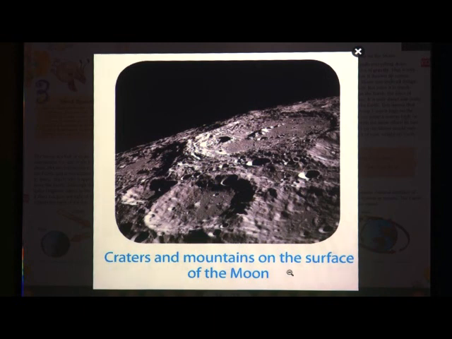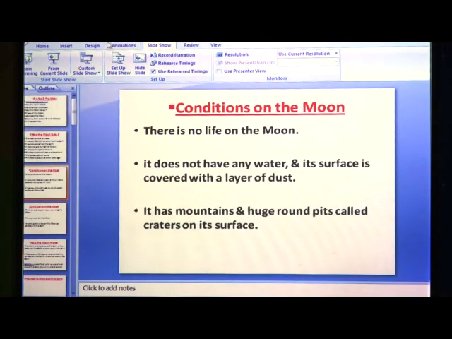Conditions on the moon: the first condition is that there is no water and the surface is covered with a layer of dust, and it also has mountains and huge pits called craters. You can see the craters and mountains on the surface in these pictures. The mountains and craters can be seen from the earth also, but we have to use a telescope for that. Also, unlike the earth, there is no atmosphere.